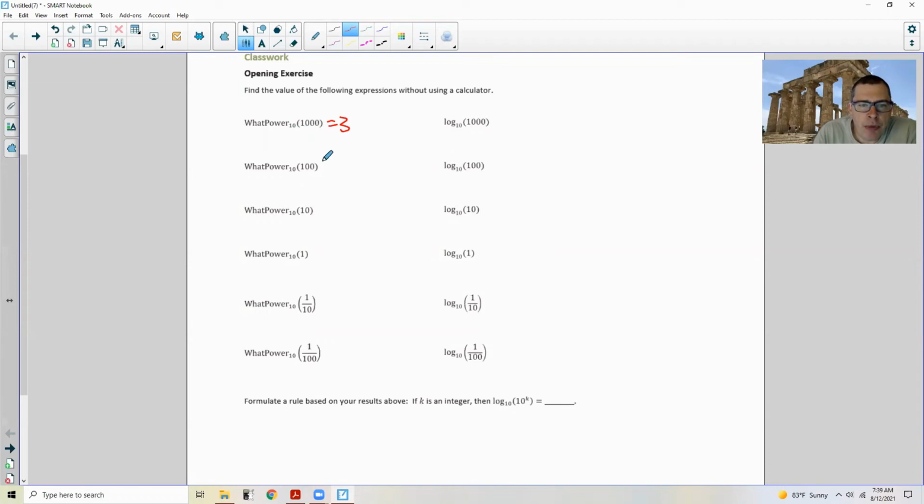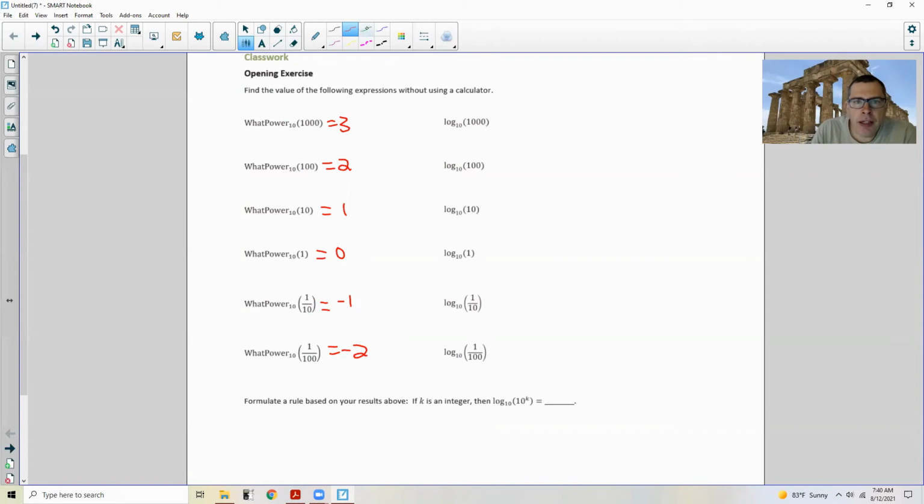What power of base 10 will give us 100? There are 2 zeros. It's 2. 10 squared is 100. What power of base 10 will give us 10? 10 to the 1. What power of base 10 will give us 1? Anything to the power of 0 is 1. What power of base 10 will give us 1/10? Remember, if we have to take a reciprocal, we have to negate. So it's a -1. Here we have a 100. So I know 10 squared will give me 100, and a negative will take its reciprocal.